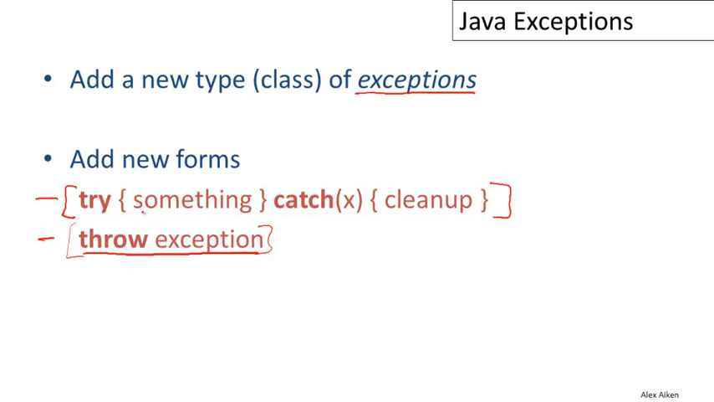So how does this work? Well, we can try something. We can execute some expression here. And if this expression throws an exception, if a throw occurs somewhere inside this expression, then we will catch that exception, and there can be a binding here to say what we're going to call the exception value. So this is like a let. We'll grab the exception that comes out of here. We'll call it x, and then we can execute this piece of cleanup code to handle the exception in some way.